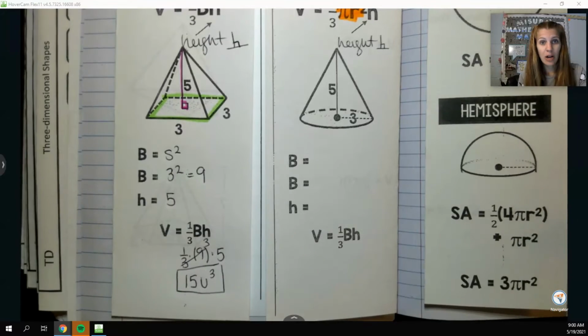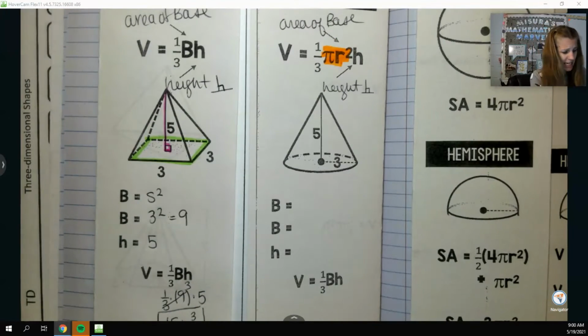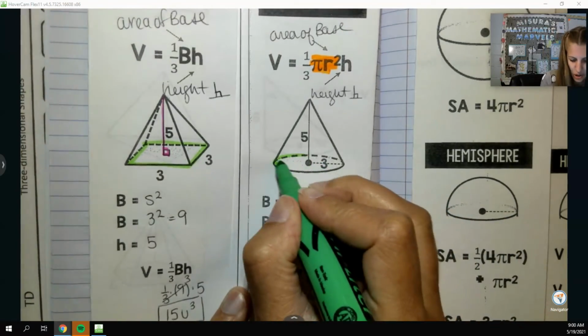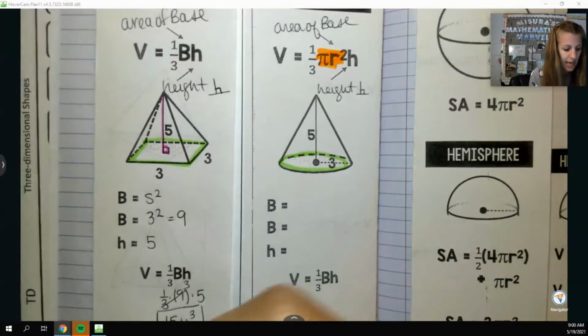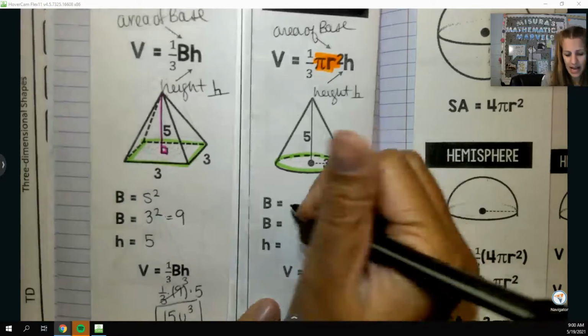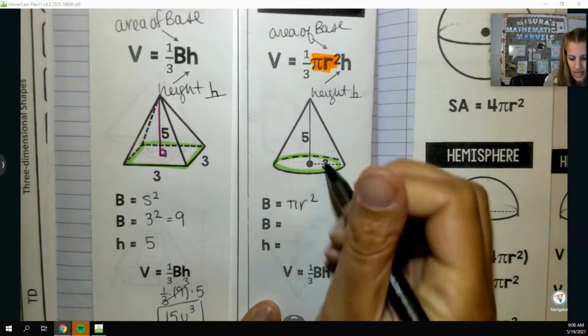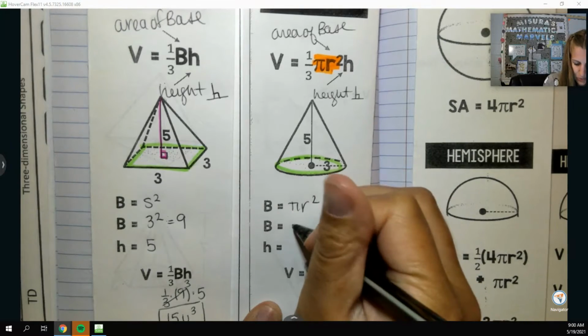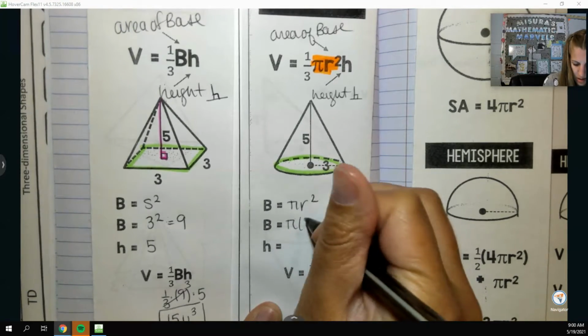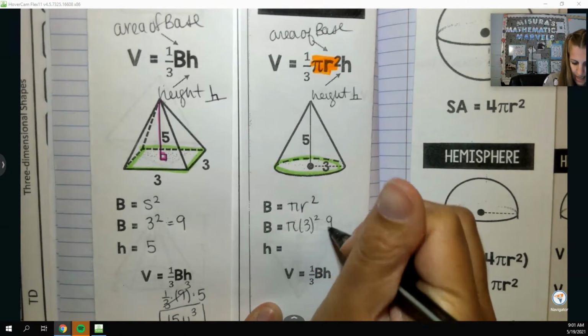Then when we're talking about a cone, same idea. A cone is a pyramid. It just has a circular base. And so the way that I find the area of that is I do pi r squared, where in this case they're showing me that the radius is 3. So 9 pi.